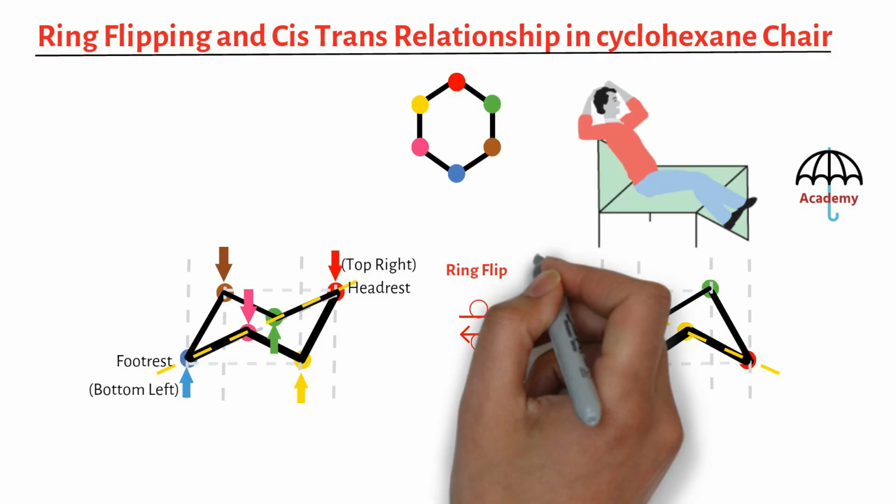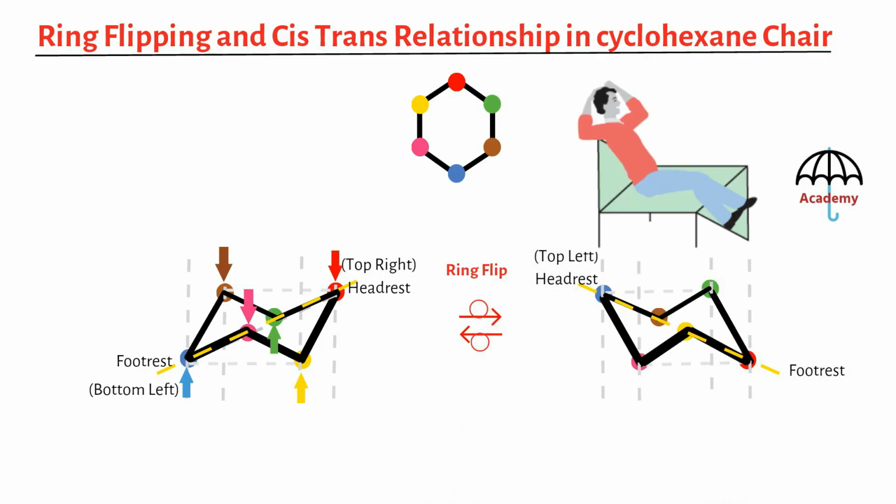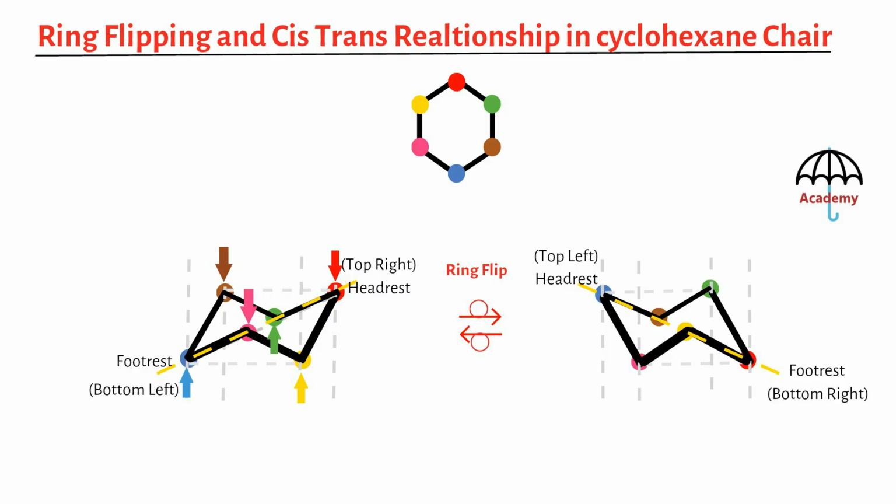Notice that the headrest is now at the top left and the footrest at the bottom right. Notice that up carbons in the previous chair are now down carbons in the new flipped chair. And down carbons in the previous chair are now up carbons in the flipped chair.